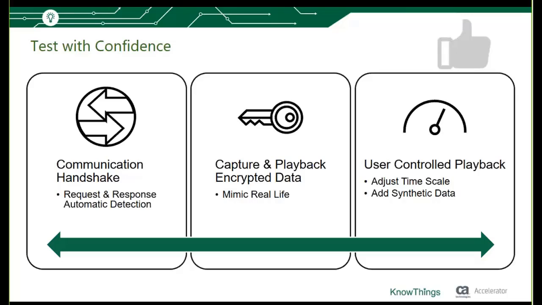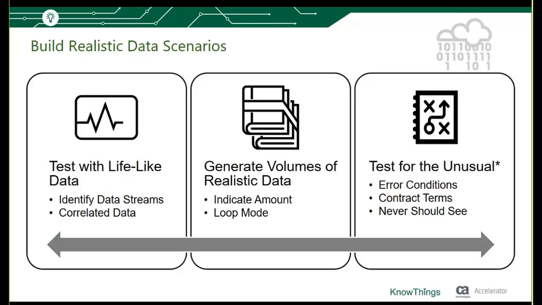And then the user-controlled playback. So say you got that 90 minutes of data, but you want to be able to test it at a higher speed. You can adjust the playback to say double the speed, or play it back in as quick as 5 minutes from that 90 minutes, and really focus on that. And you can also add synthetic data as you need it, so it really helps you test with confidence in all of these scenarios. Once again, this is all controlled with API calls.